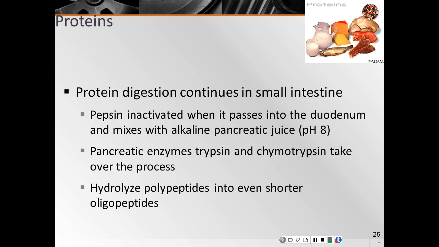Now, pepsin has an optimal pH of 1.5 to 3.5 and is inactivated when it passes into the duodenum, where it mixes with the alkaline pancreatic juices, which have a pH of 8. Now, in the small intestine, the trypsin and the chymotrypsin from the pancreatic enzymes continue hydrolysis. Now, the shorter oligopeptides are then taken apart by 3 more enzymes.